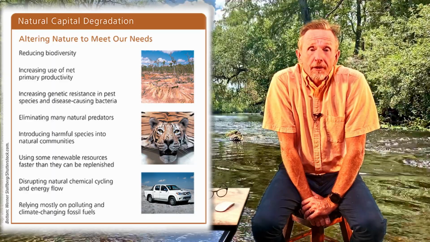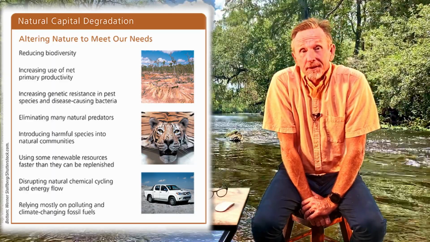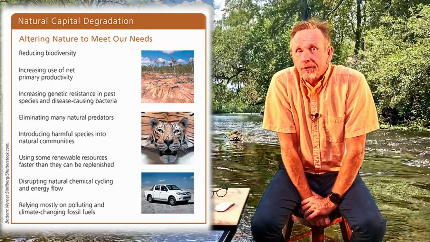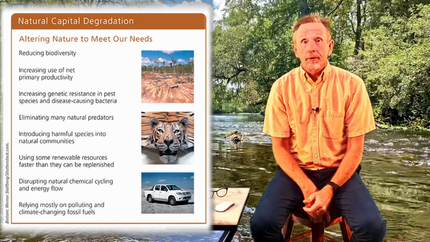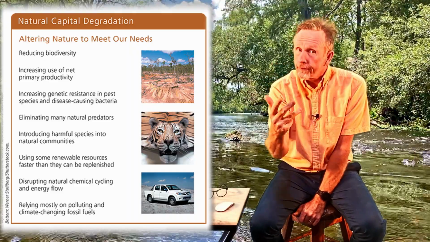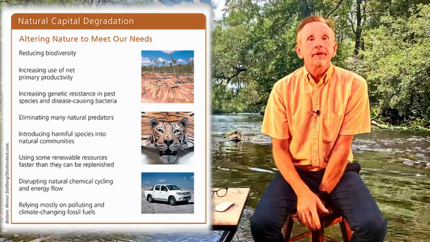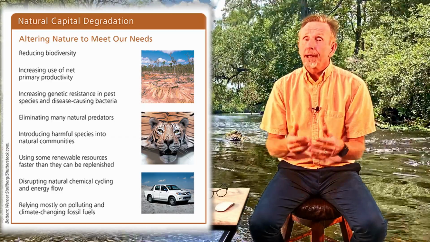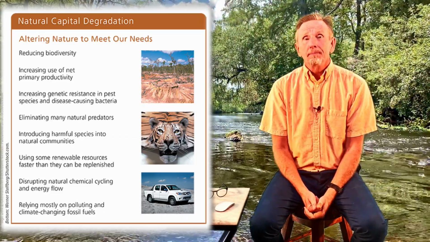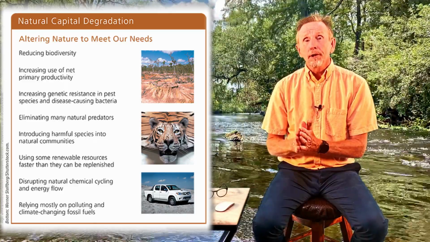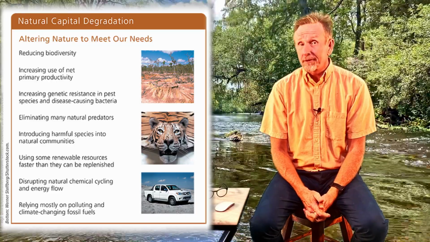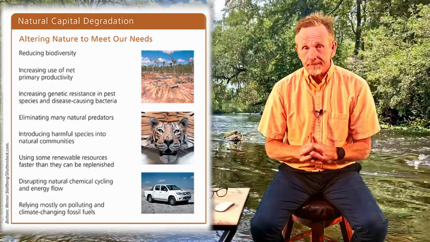We're disrupting a lot of the natural chemical cycling and energy flow. Some of the climate change or pollution we're putting in disrupts this chemical cycling, whether it's water cycle, carbon cycle, nitrogen cycle, phosphorus cycle, any of this natural cycling that nature's doing, we've caused disruptions in a lot of it. And we've been relying mostly on polluting and climate changing fossil fuels for the past 100 years or so.